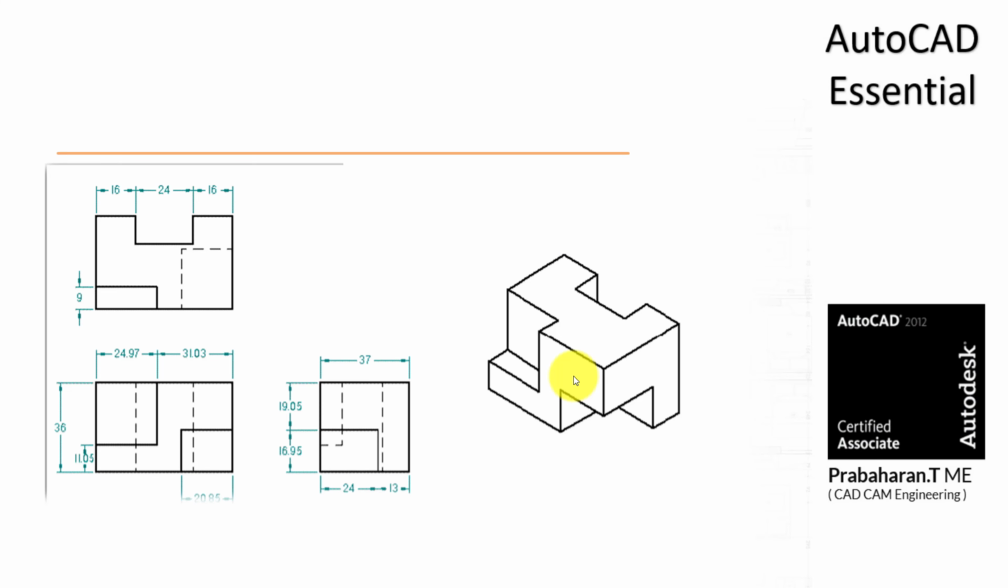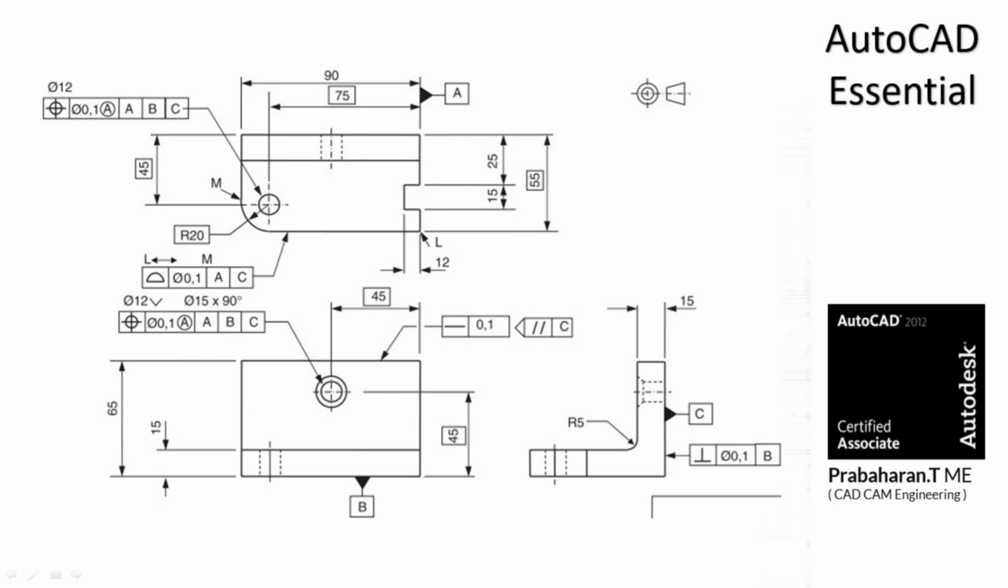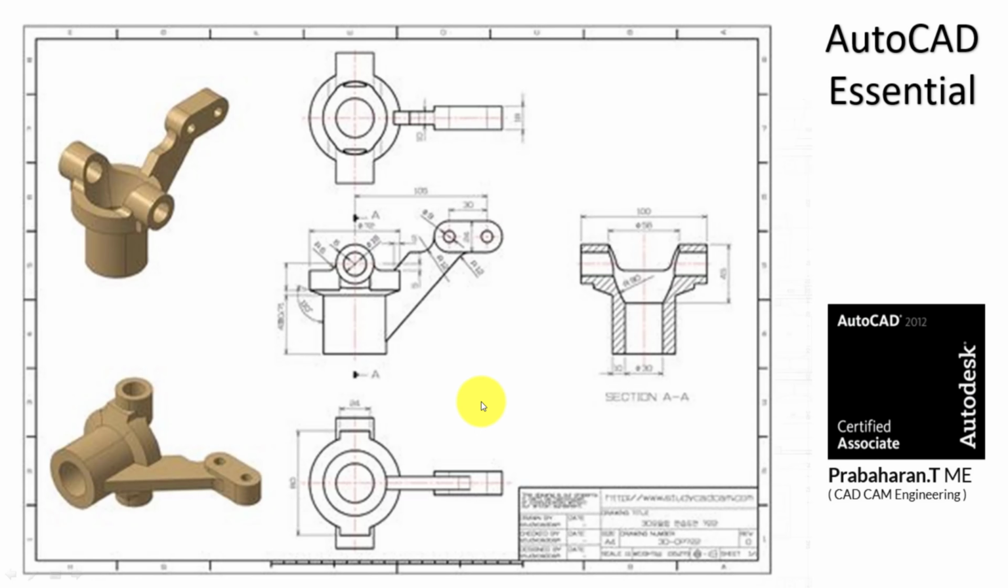Let me show some more examples. This is another example of an engineering drawing. Apart from the drawing, a lot of information is given here for the fabrication purpose. Similarly, here you can see these sectional views also. This information of sectional views shows how it will look inside. So what are the interior details of this component? We can see here in orthographic only, not in isometric.